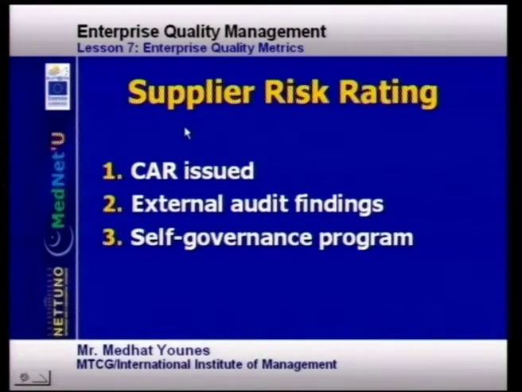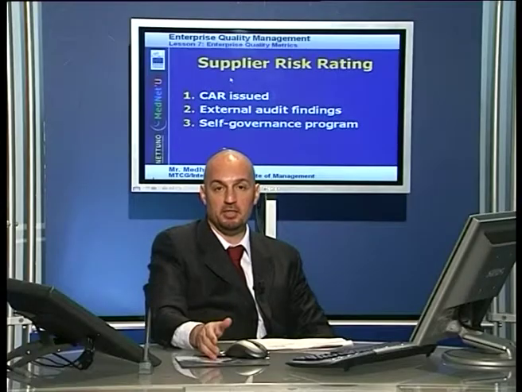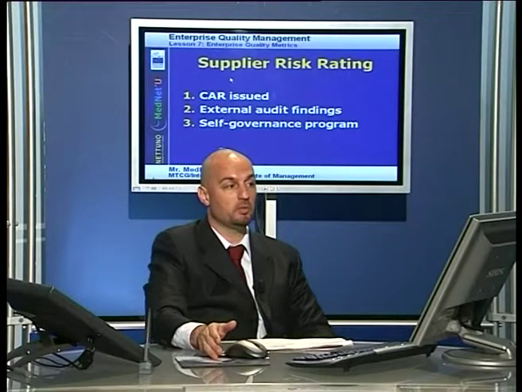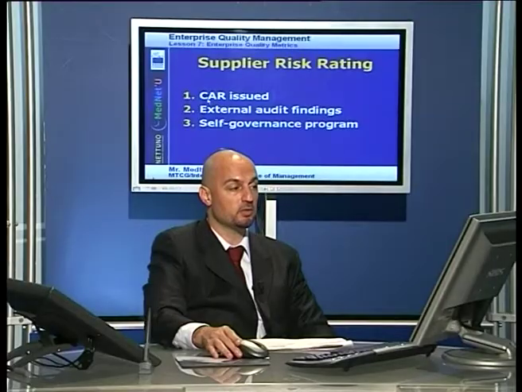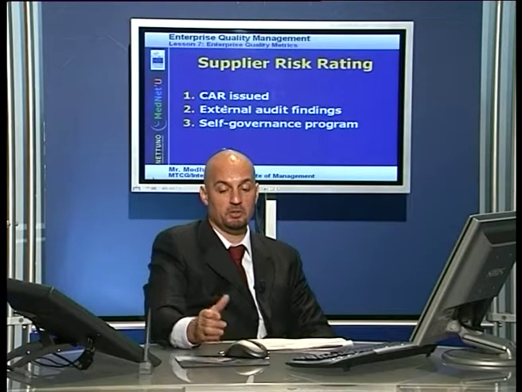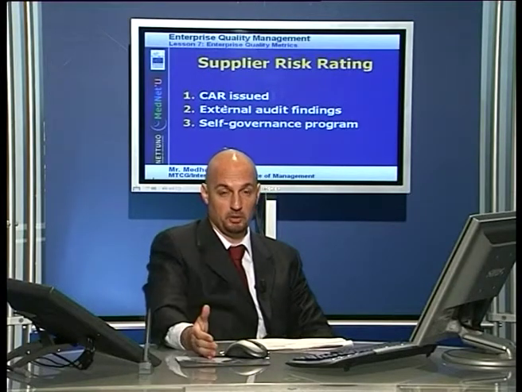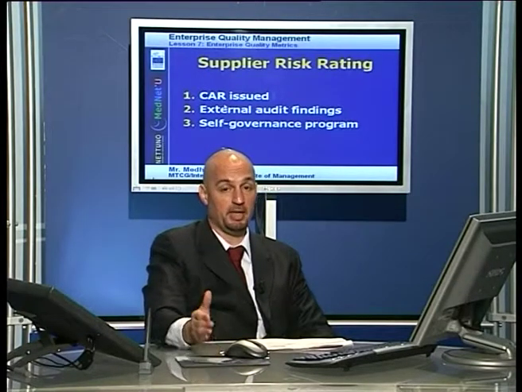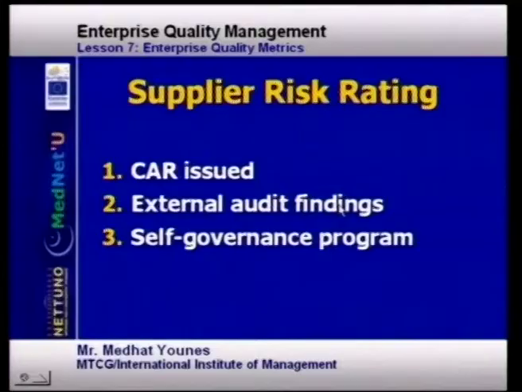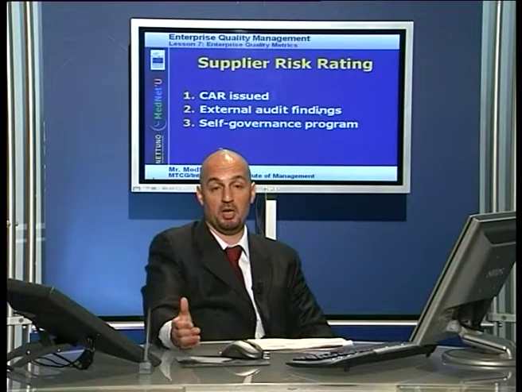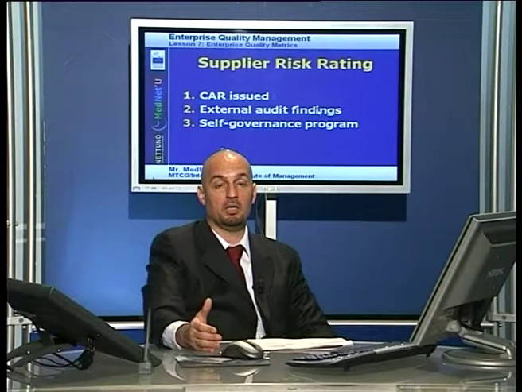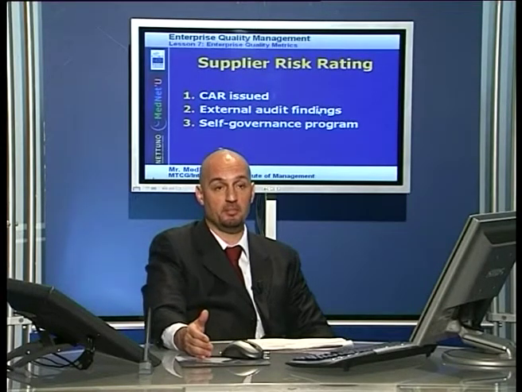We can apply the green, yellow, and red risk assessment tool to supplier risk rating. And this can be used to measure 9 criteria for supplier assessment. The first one is CAR issued, and CAR stands for Corrective Action Request. How did your supplier respond to your request? How soon and how well? External audit findings. Did the ISO 9000 independent registrar or independent auditor find non-conformity, and what did the supplier do about them?